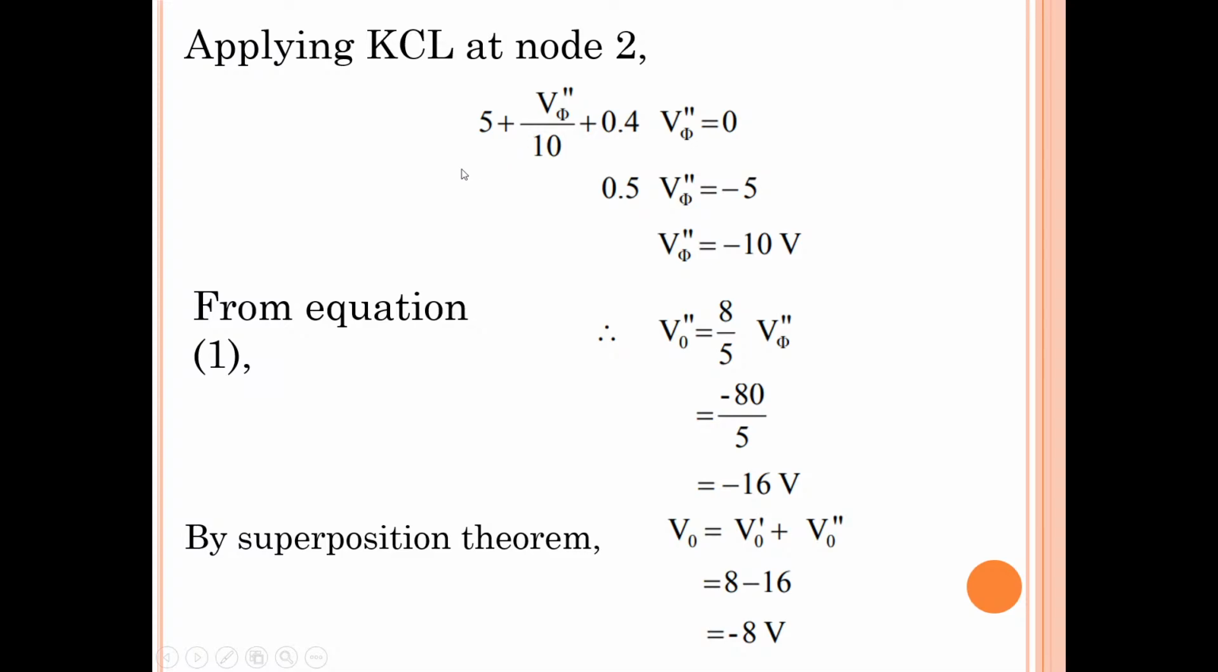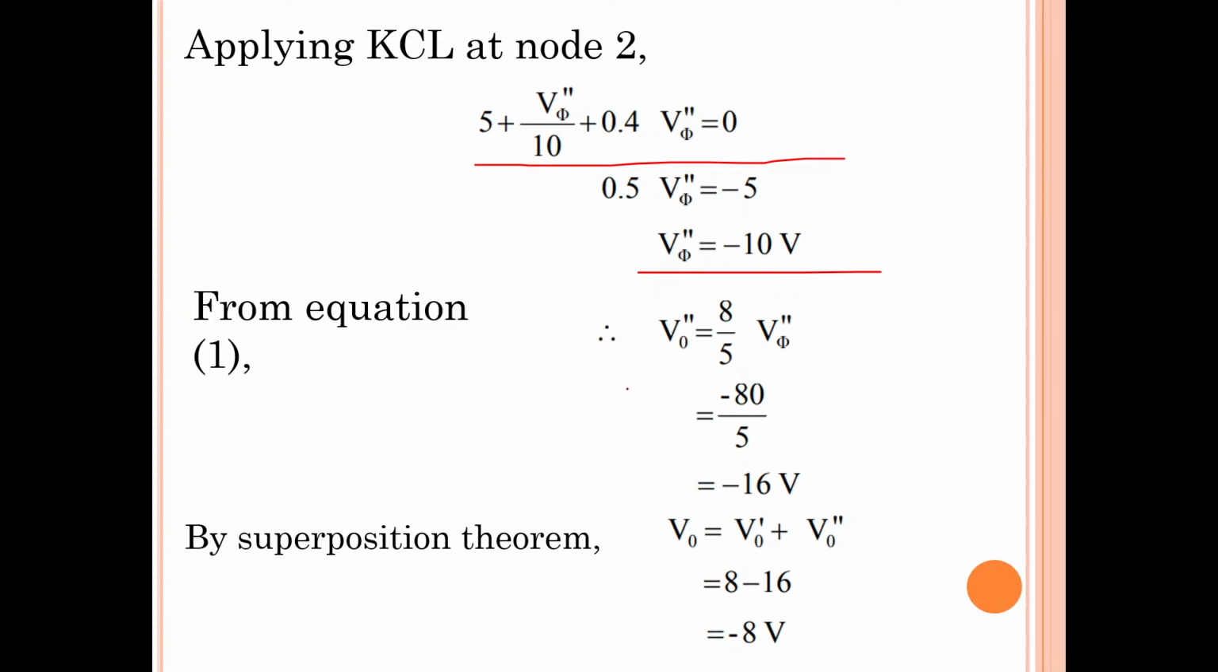So I have added all the currents at node 2 and I have simplified. I have got V5 double dash equal to 10 minus 10, minus 10 volts. I didn't see it properly. So V5 double dash equal to minus 10 volts.